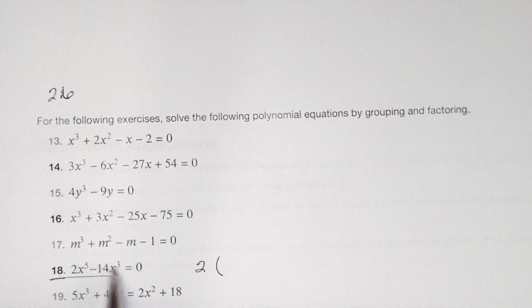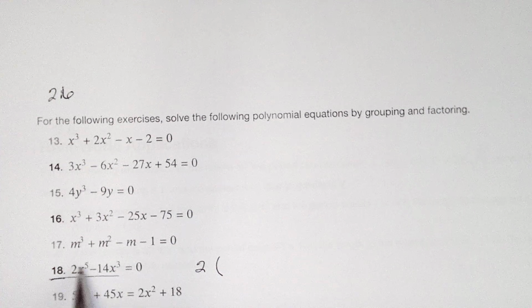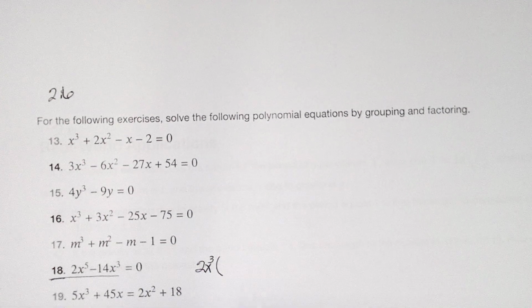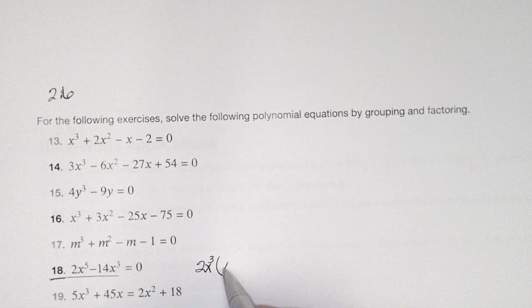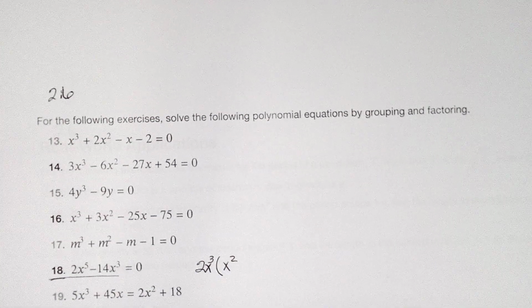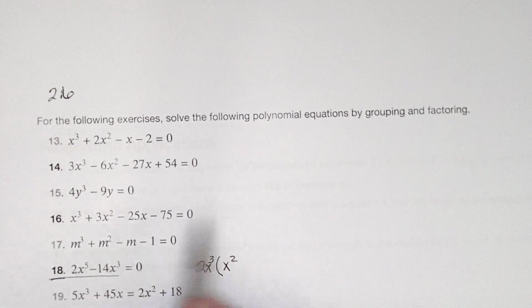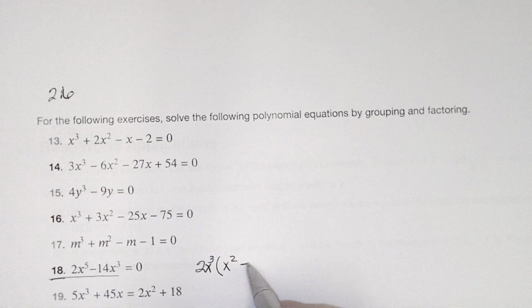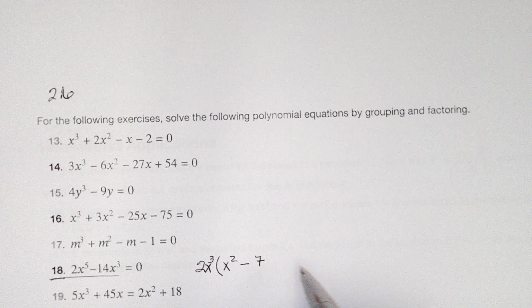And this is 5 x's and 3 x's, so there's at least 3 x's in both of these. So we're going to pull out x to the third. And 2x to the third times what makes 2x to the fifth? That would have to be an x squared. And 2x to the third times what is negative 14x to the third? That would have to be negative 7.